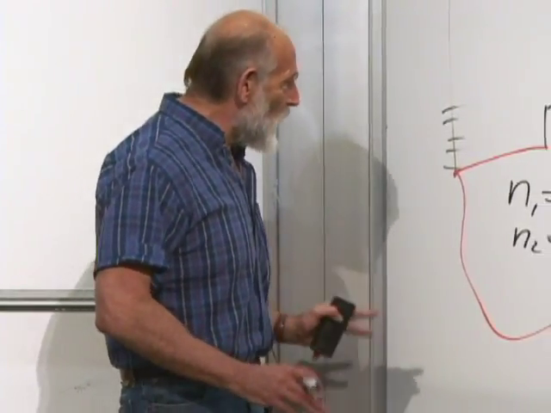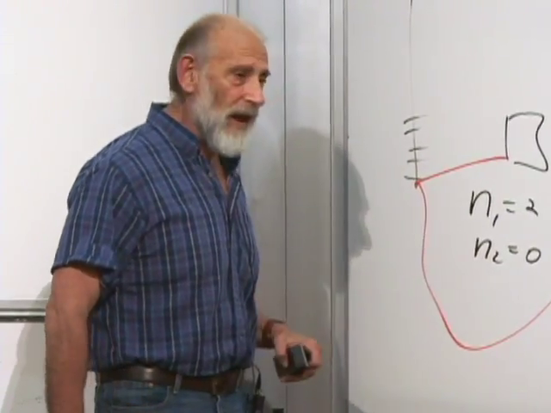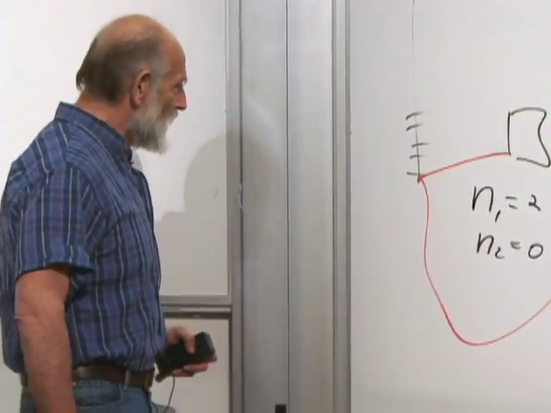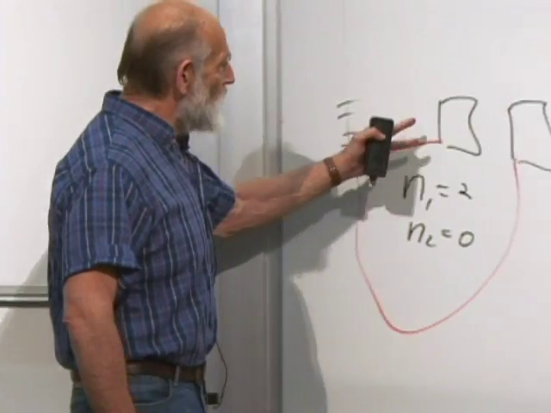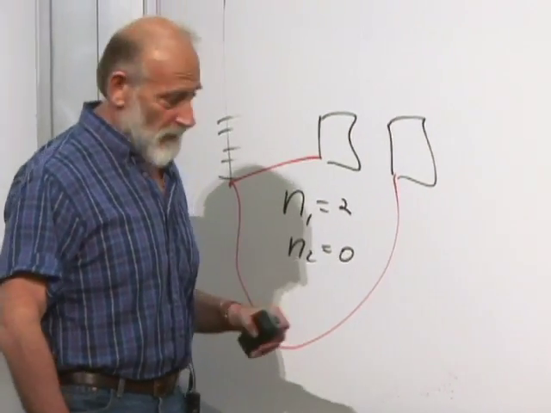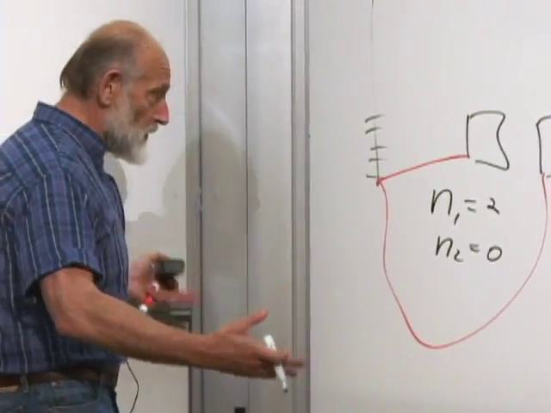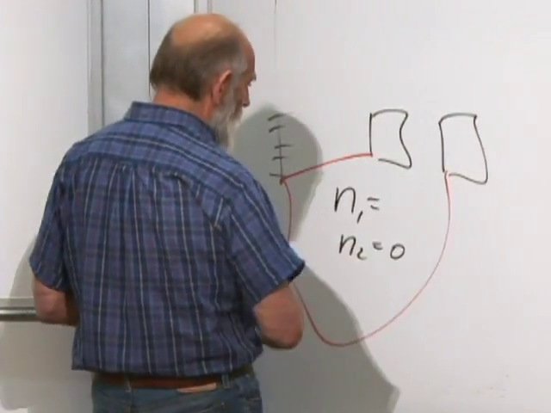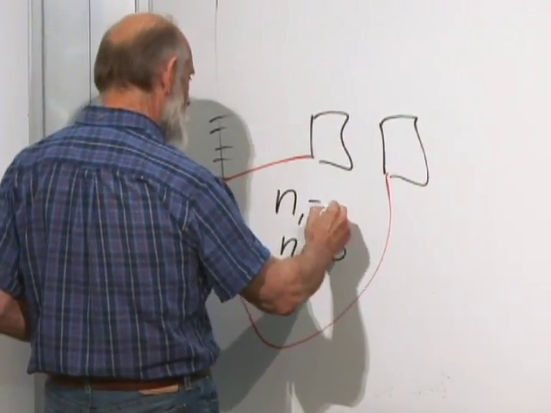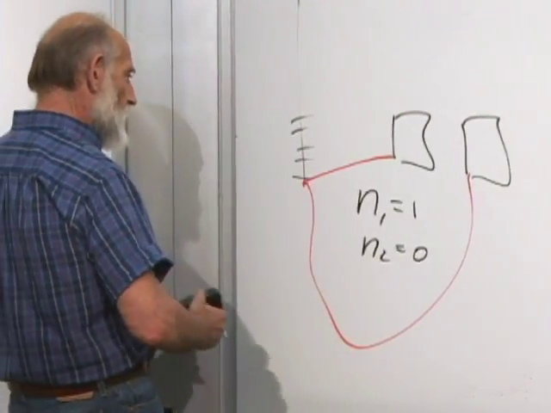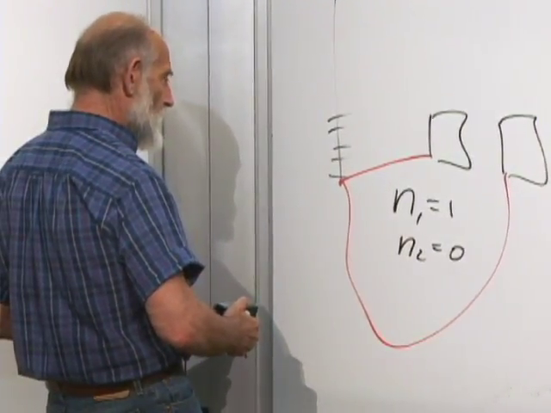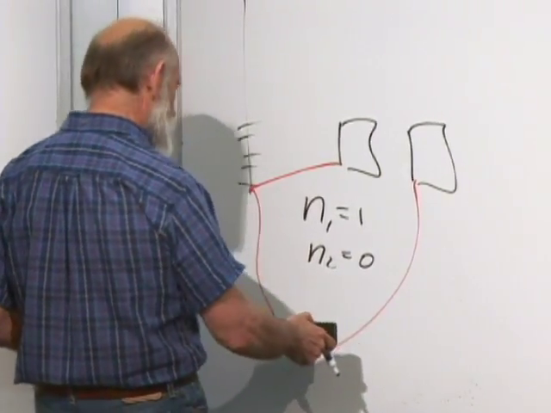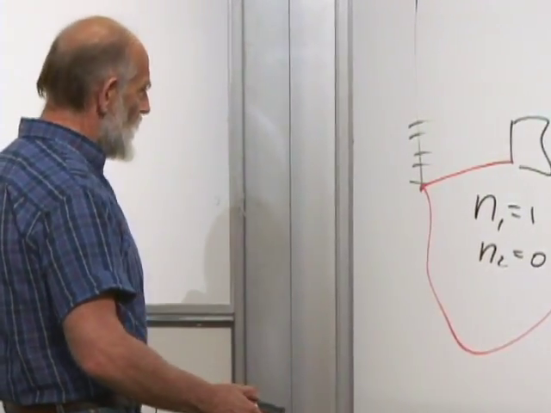Okay. How many ways are there of making N1 equal to 2? One way. Okay. In general, there may be many ways of doing it. Many ways of having a given set of occupation numbers. For example, we could have N1 equal 1, and the sum has to add up to 2. What's another possibility?